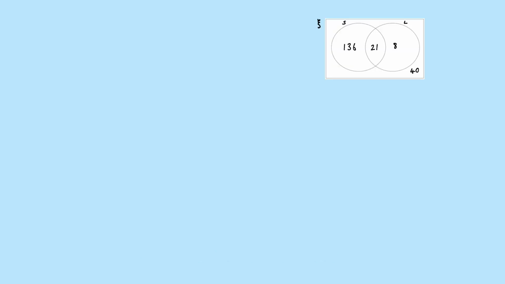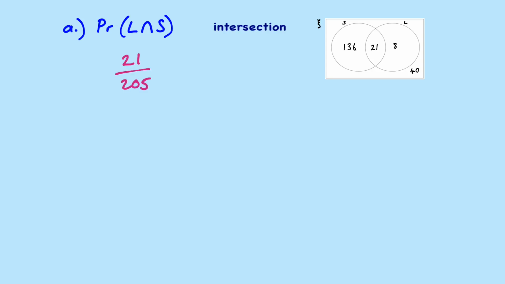Now, for this sort of Venn diagram, the questions could be asked as follows. The first part of the question is asking for the probability of L with this funny ∩, S. Now, what does that mean? The symbol here in the middle means intersection of the two sets. So, this refers to this intersection, the overlap. So it means the students that are left-handed and swim. So that is 21 out of, if you add up all the students, a total of 205. So it's 21 over 205.